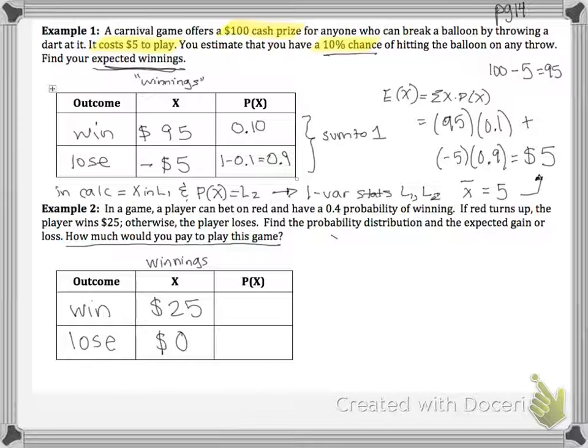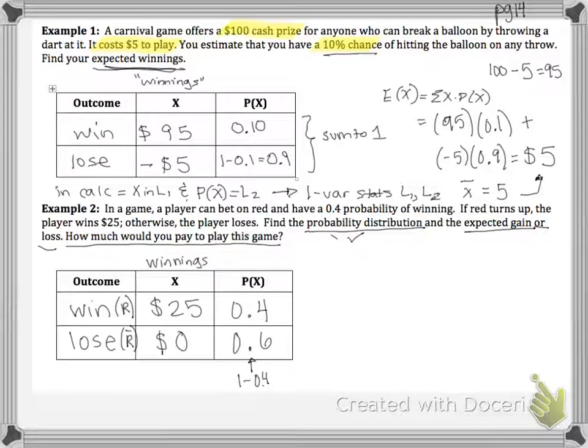Then I want to go back up. It says a player can bet on red and they have a 0.4 probability of winning. So winning is the same as getting red, and losing is the same as not getting red. So if we're thinking about probabilities, then we would say that here winning is the 0.4 chance, and here we would do the same subtraction method we did above, which, just to remember, was 1 minus 0.4 to get 0.6. Reminding you that the P of X column has to sum to 1 in order for this to be a valid probability distribution. So first it says find the probability distribution. We did that. And the expected gain or loss.